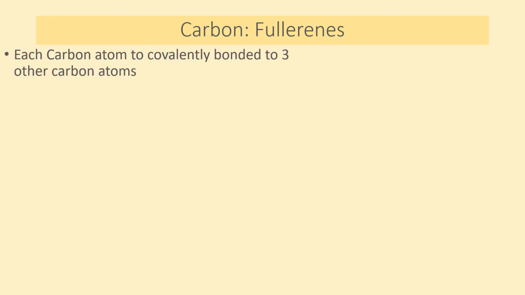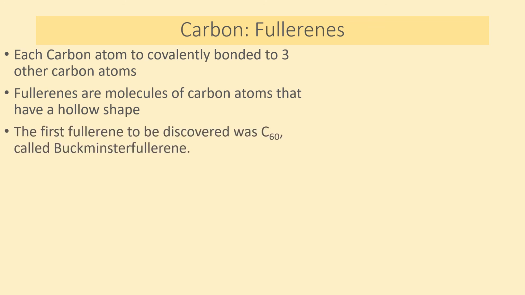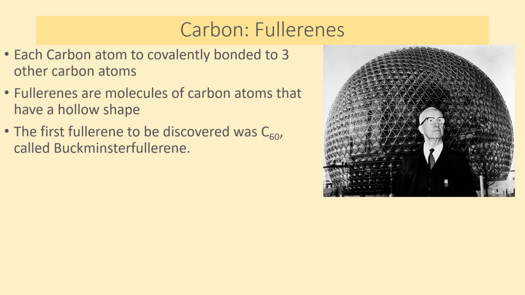Finally, we have fullerenes. In a fullerene, each carbon atom is covalently bonded to 3 other carbon atoms. And a fullerene is a molecule of carbon atoms that have a hollow shape. They can be tubes or they can be balls. The first fullerene we discovered was C60, so carbon 60. We called it Buckminster fullerene, named after this guy here.